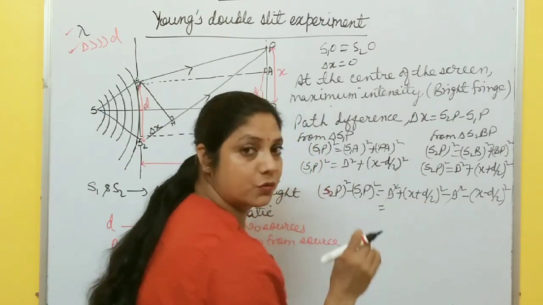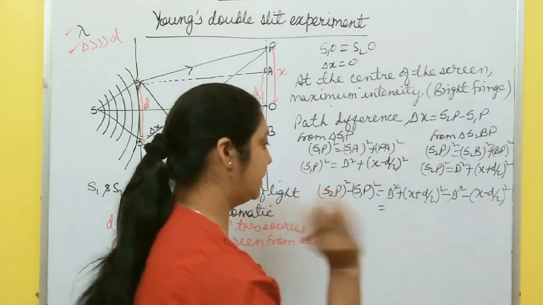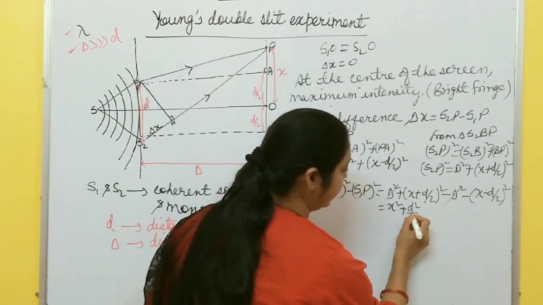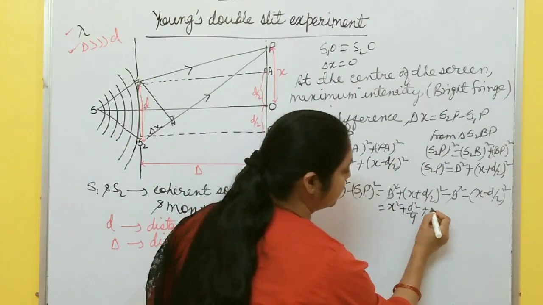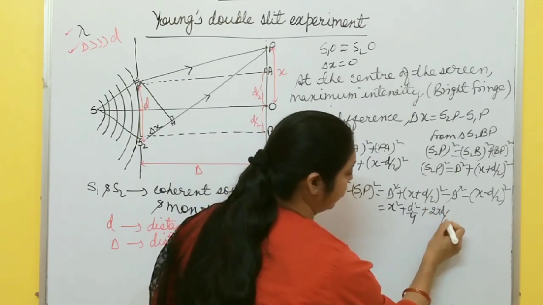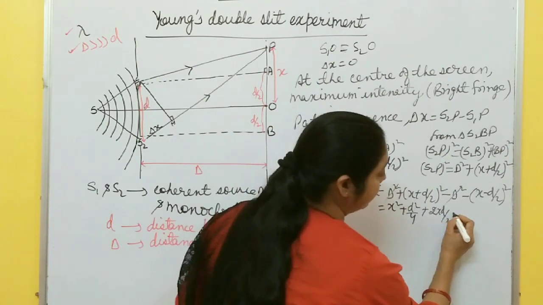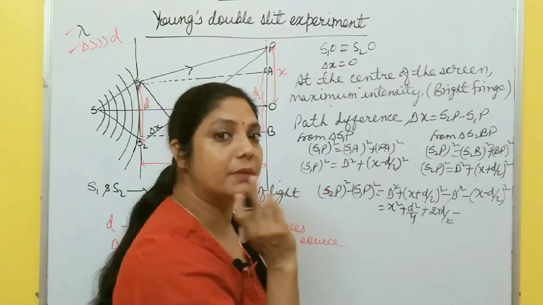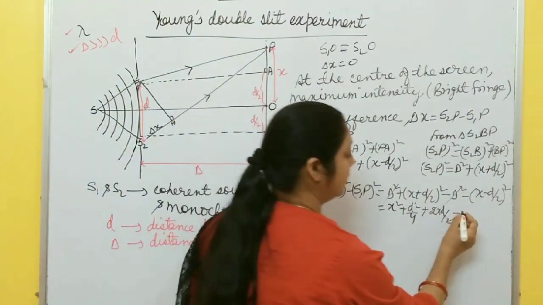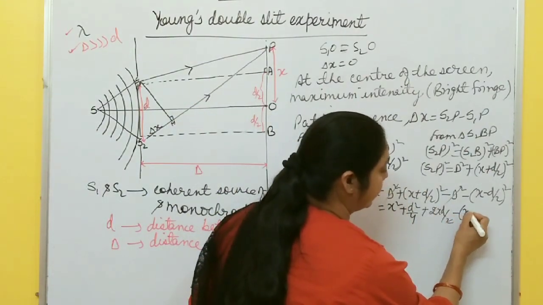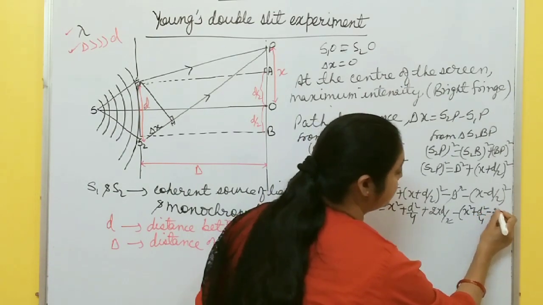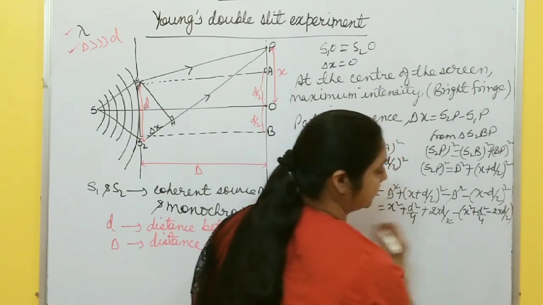A plus B whole square means A square plus B square plus 2AB. So this one is X square plus D square by 4 plus 2X D by 2. It means 2X D by 2 to cancel. Again minus this A minus B whole square, A square plus B square minus 2AB, right? So inside the bracket X square plus D square by 4 minus 2X D by 2, right?